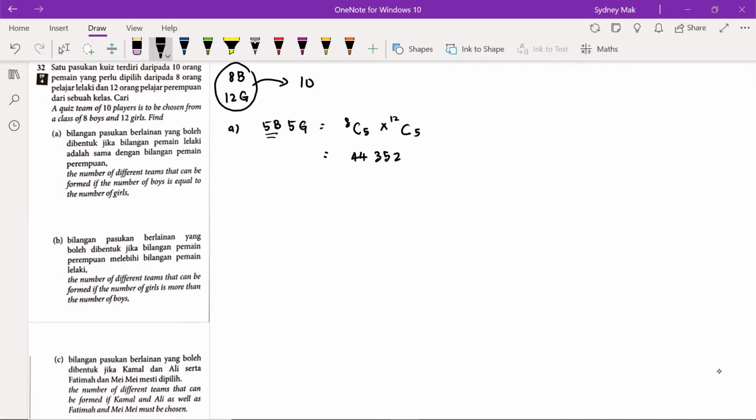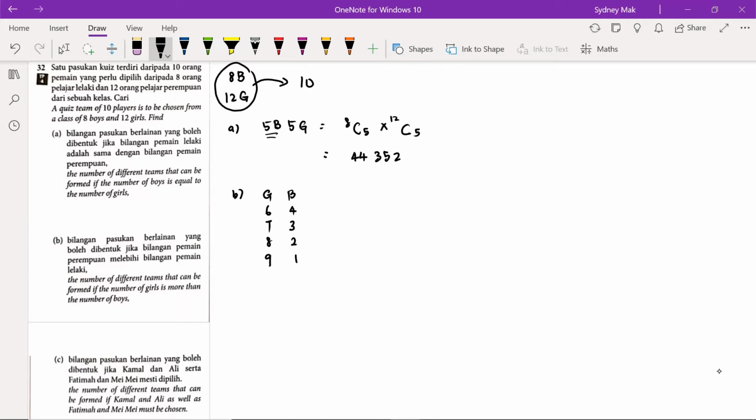And next, part B, the number of different teams that can be formed if the number of girls is more than the number of boys. So let's put the girls here, the boys there. The number of girls is more than the boys when we have 6 girls and 4 boys. The total must add up to 10. So 7, 3; 8, 2; 9, 1. Only these.